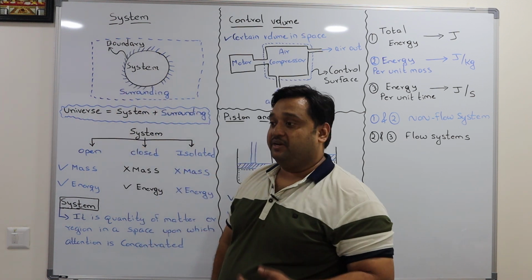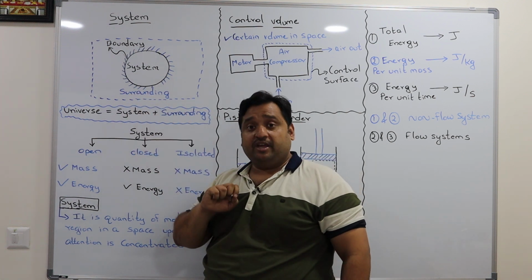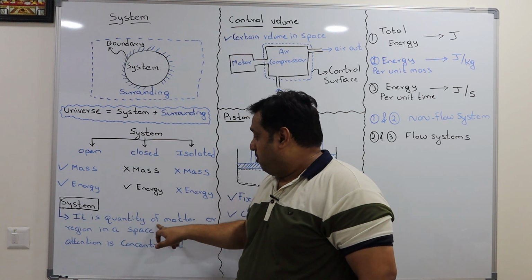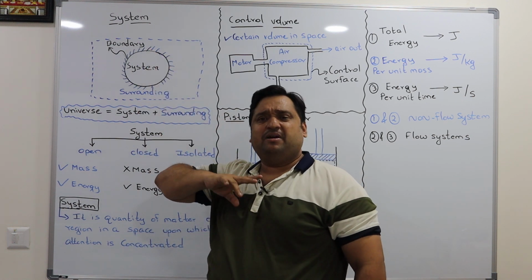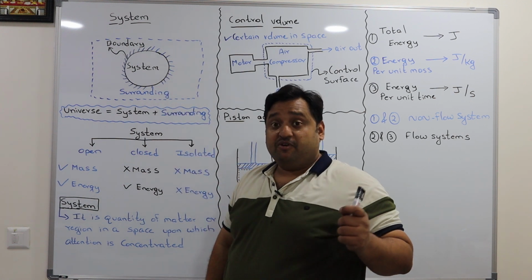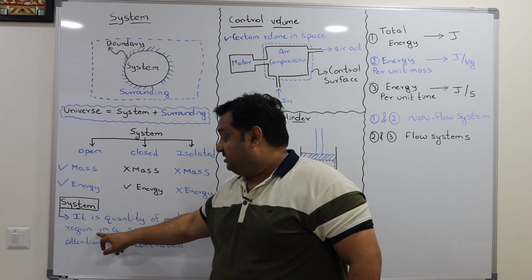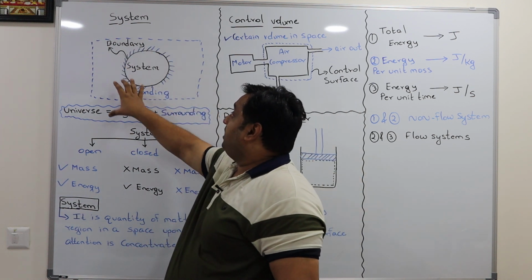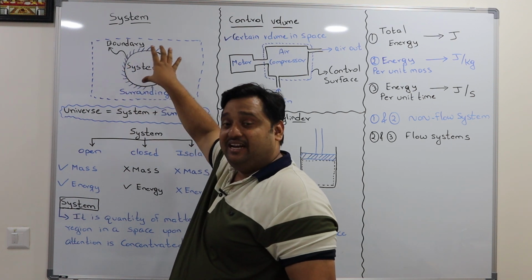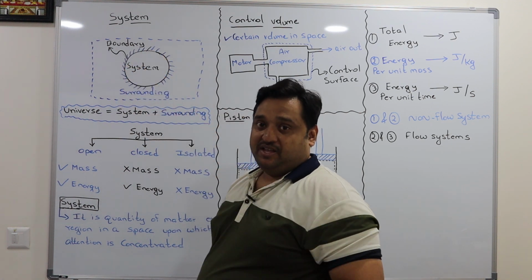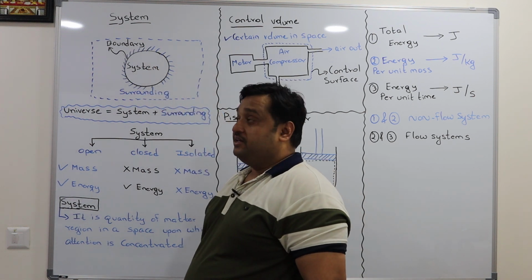This is the basic aspect. And the system could be anything. It is a quantity of matter. That means if a certain quantity of matter, 1 kg, 2 kg, 3 kg, any matter that is present inside, if you consider that as a system, then that will be your system. Or it is a region in a space. That means there is a space, you have drawn the boundary, then whatever is happening inside that boundary could be your system. Anything other than this will be your surroundings.